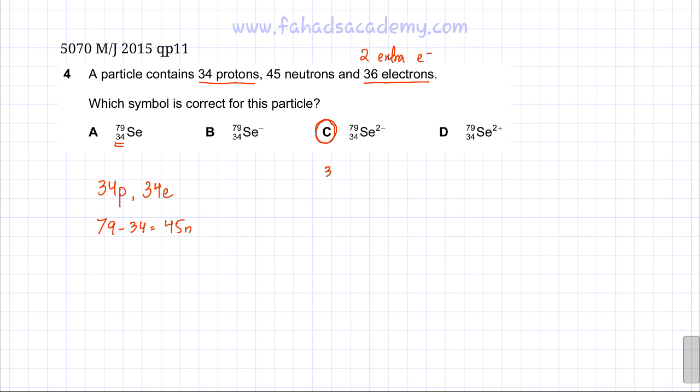There are 34 protons. There are 45 neutrons. 79 minus 34 would be 45 neutrons. But it has a charge of 2 minus, which means that there are two extra electrons. So instead of having 34 electrons, it's going to have 36 electrons. So this option C is going to be the correct option.